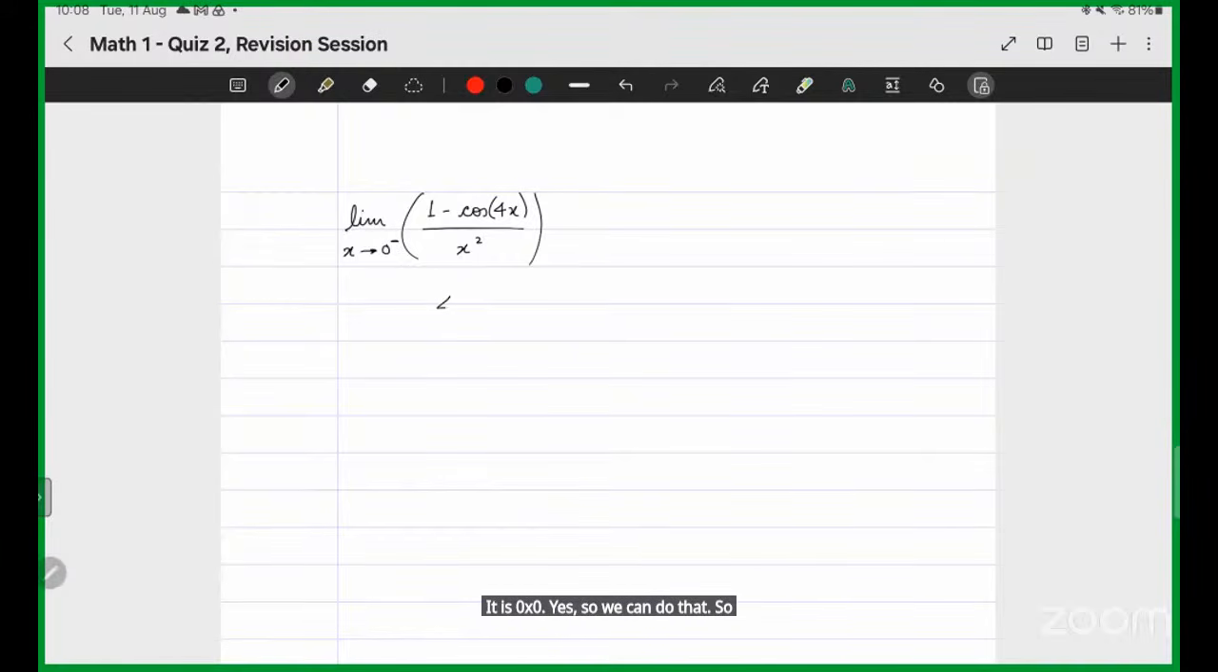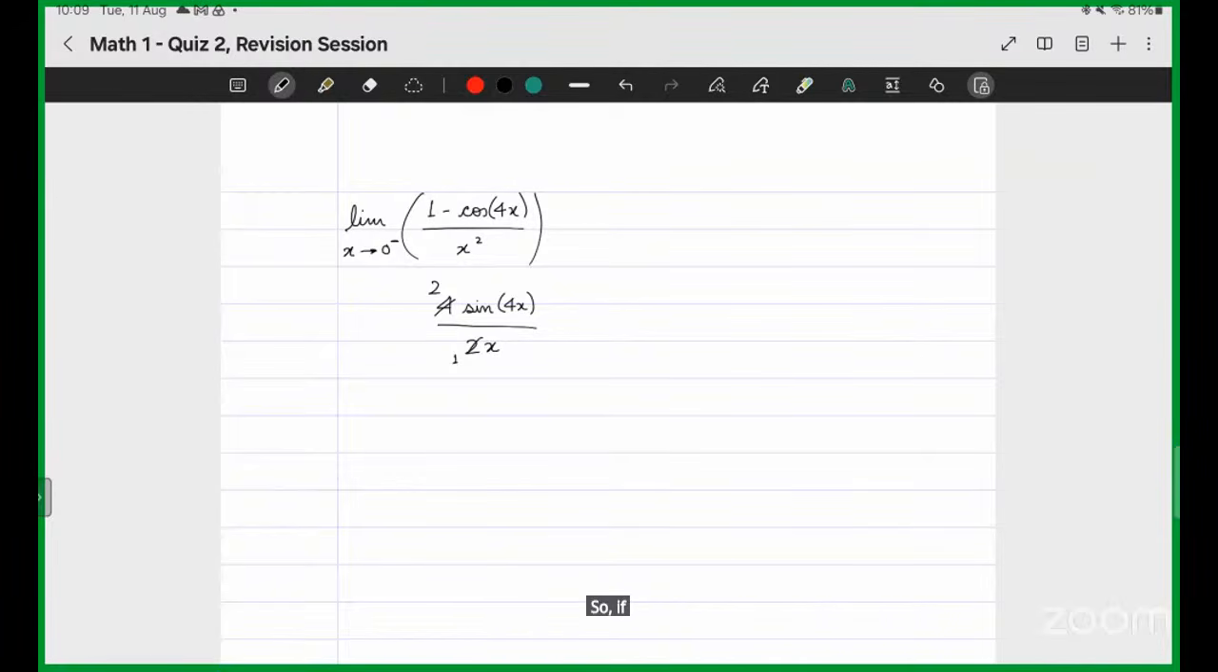So the ratio of the derivatives would be 4 sine 4x by this, right? Does the limit of this exist? Once again, this is in an indeterminate form. This is again 0 by 0. I can again apply L'Hopital's rule, right?